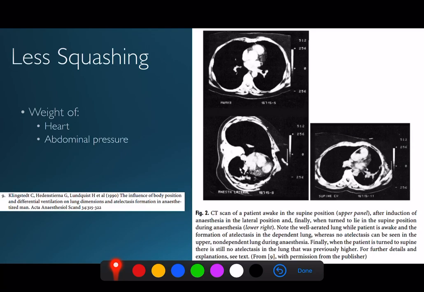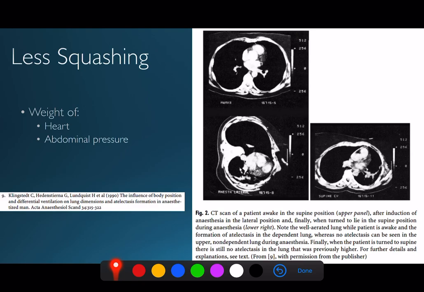There's also the theory of just all the stuff in the chest pushing down on the base of the lung. So you've got the great vessels, you've got the heart, all of these structures just pushing downwards. And for anyone who thinks that everything is fixed in the chest wall, this is a fantastic paper which shows basically what happens to the mediastinal structures when you change position.